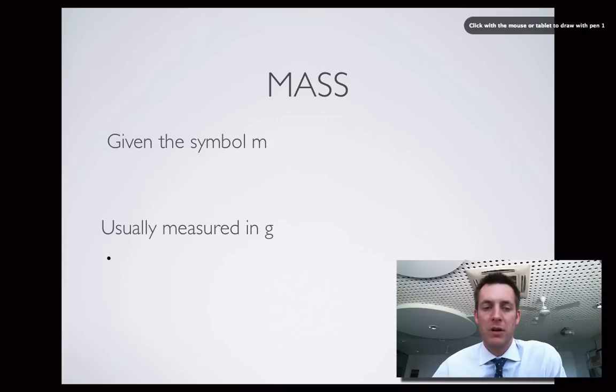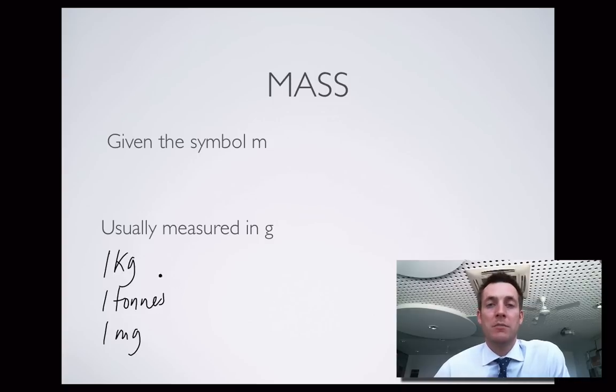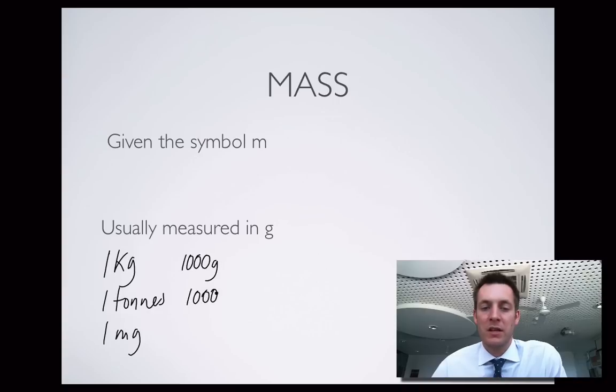But sometimes you might be given it in kilograms, sometimes in tons, and you might even be given it in milligrams. It's important that you can convert these into grams, because we want masses in grams if we're going to use molar masses for our calculations, which we need to be able to do. So just remember that there's 1,000 grams in a kilogram, there's 1,000 kilograms in a ton, and there's 1,000 milligrams in a gram, so a milligram is 1/1000th of a gram. Make sure you can convert these things. It's really important to do. But anyway, mass, given the symbol m, usually measured in grams.